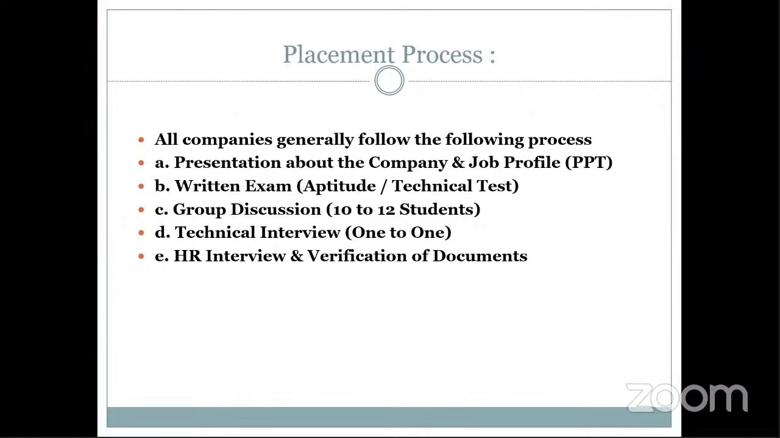Okay. Now moving toward our last point, which is HR interview and verification of documents. There are two types of companies: one is service based company and second is product based company. When it comes to product based companies, they don't bother much about the HR interview. They take it very formally. Tell me about yourself. What is your salary expectation? And some very normal questions like your short term goal, your long term goal, and why you want to join our company. And they simply start verification of your documents.